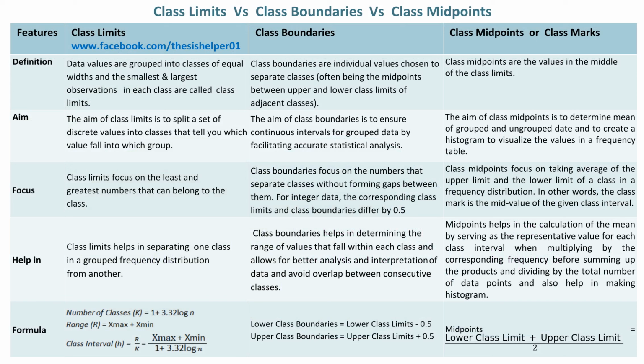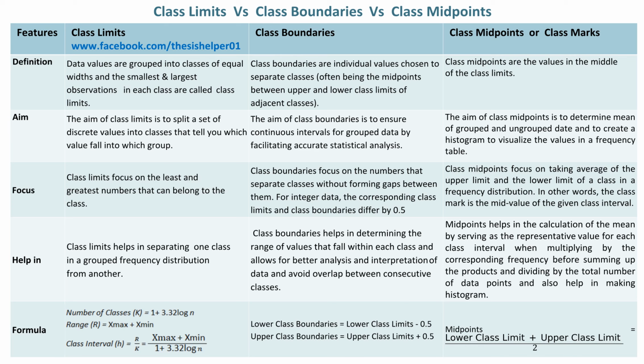Data values are grouped into classes of equal widths, and the smallest and largest observations in each class are called class limits. Whereas, class boundaries are individual values chosen to separate classes, often being the midpoints between upper and lower class limits of adjacent classes. Whereas, class midpoints are the values in the middle of the class limits.